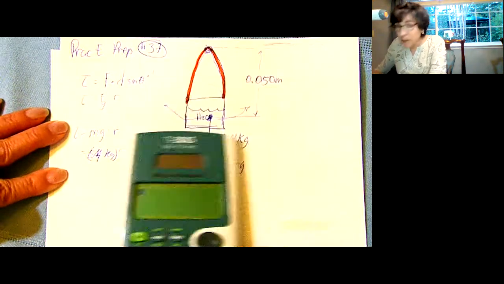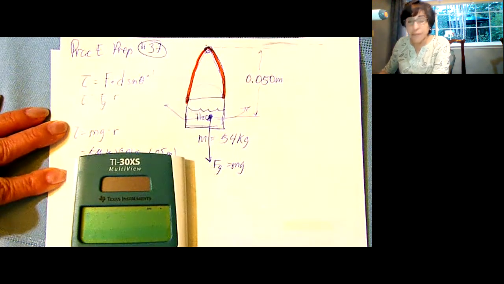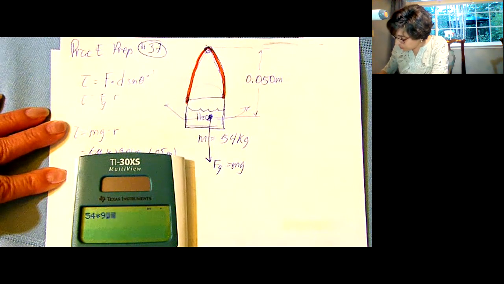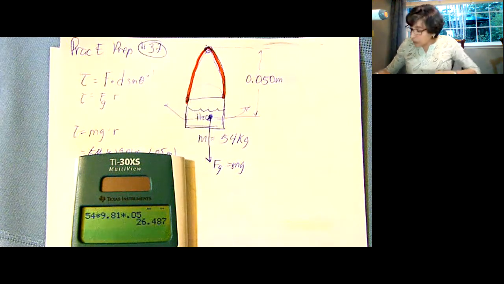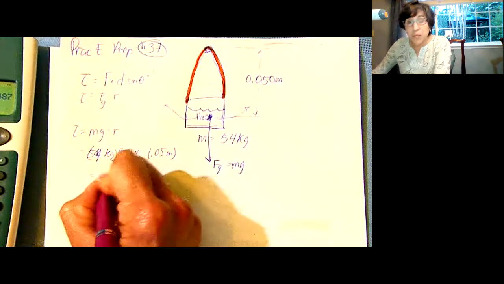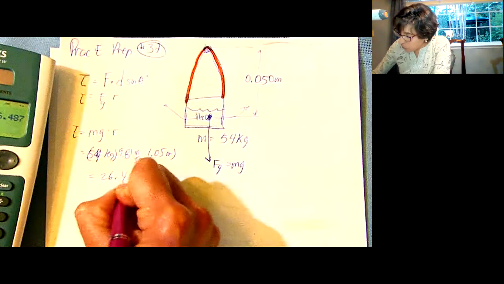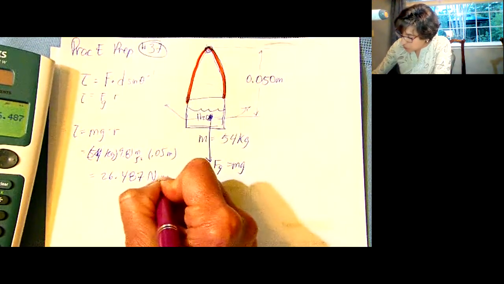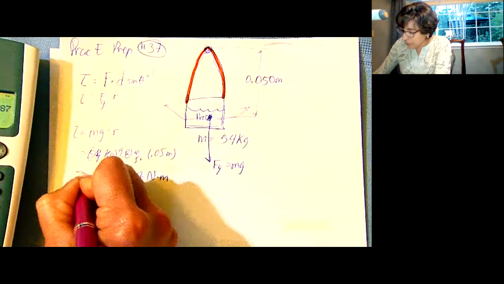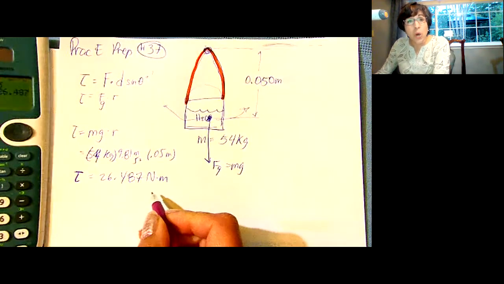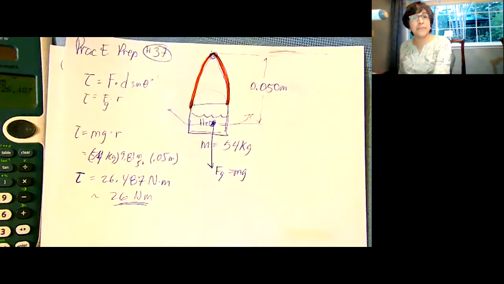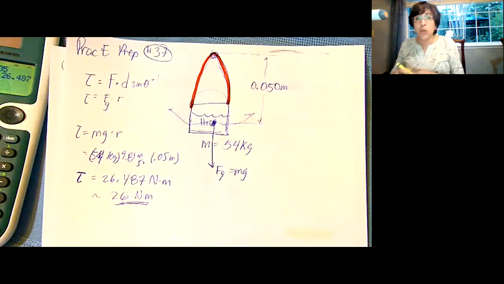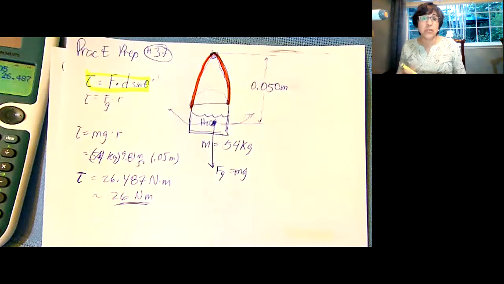So what do we have here? That's why I turned the light on. I can't see. 54 times 9.81 times 0.05, and we get 26.487 Newton meters for torque. That's our tau, the little hook there. And so with 2 significant figures, well, I guess I have to say it's about 26 Newton meters. All right, so this was just showing an application of our equation for torque.